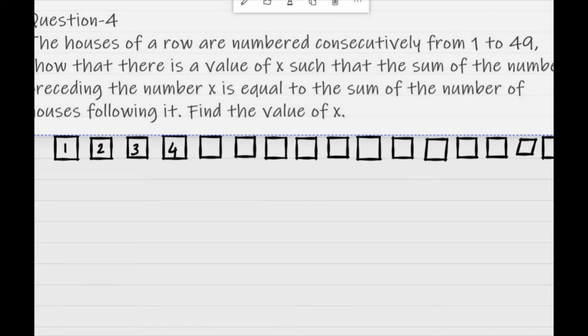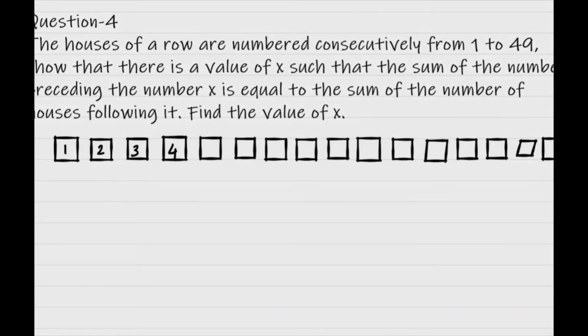Let us see what is given first. Try to understand the scene here. I have shown the houses here in the form of squares. These are the houses, 1 2 3 4 5 6, like this. The houses are numbered up to 49. Okay, this is given, 1 to 49. Now somewhere in the middle, in a different color, there is a house whose number is x.